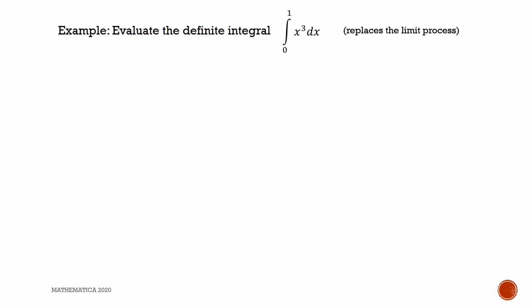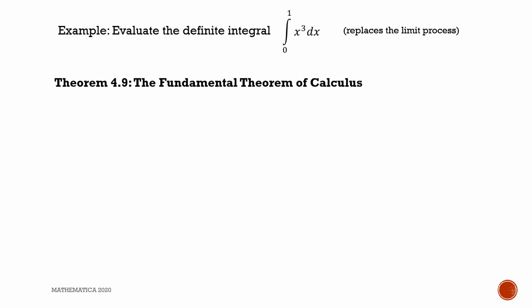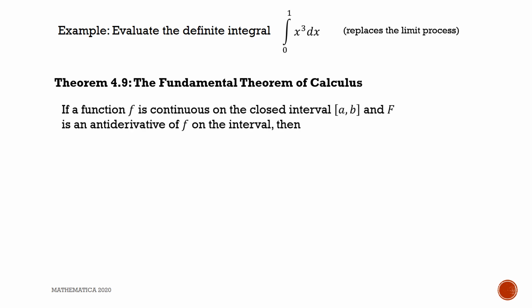Now, how do we evaluate a definite integral? Well, this is it. We use this very important theorem called the Fundamental Theorem of Calculus. The Fundamental Theorem. It's got to mean something. Okay, so this is extremely important for Cal 2. And this is what it is. If a function f is continuous on the closed interval from a to b, and capital F is an antiderivative of f, then the following statement is true.